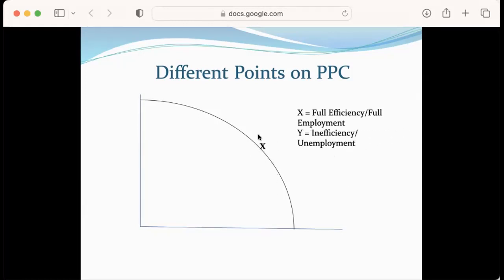But if the country is not producing on this curve, and produces somewhere inside it, at a point Y, let's say, that means the country can produce on the curve, but it is producing less than what they are capable of producing. So they are inefficient or unemployed. But sometimes there is an unachievable or unattainable point. That means this is a level of output you cannot produce at the moment with the available resources. You can see the 2 points like this.